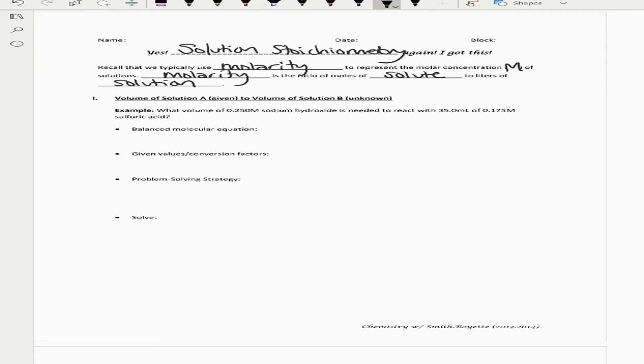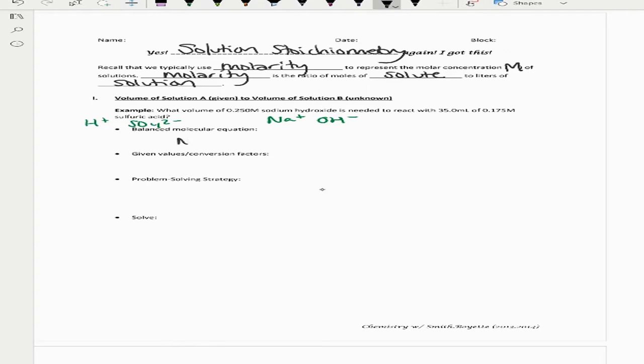What volume of 0.2 molar sodium hydroxide is needed to react with 35.0 milliliters of 0.175 molar sulfuric acid? The first thing that we need to do is to identify what ions are in these compounds. So sodium would be Na+, hydroxide, OH-, and sulfuric acid must be H+ and SO4 2-. So the first thing we're going to do is write a balanced molar equation.